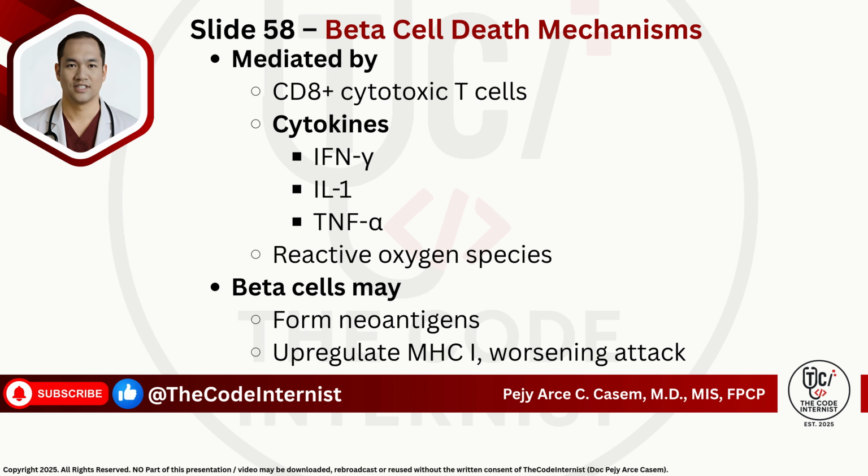Beta cells don't just sit passively. In some cases, they may unintentionally make themselves targets by displaying neoantigens or overexpressing MHC class I molecules, which attract even more immune attacks. Then, CD8 positive T cells, inflammatory cytokines, and oxidative stress work together to kill the beta cells, leading to full insulin deficiency.